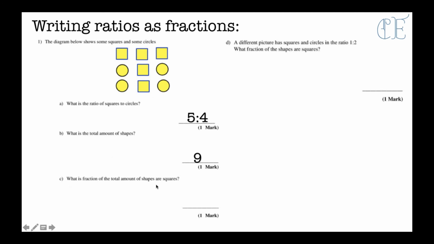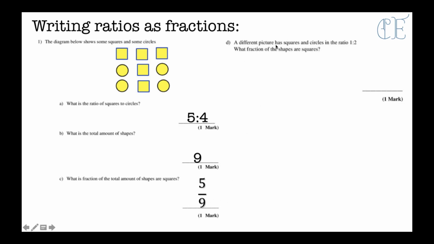Now this is the bit that I want you to be careful of. What is the fraction of the total amount of shapes? What fraction of the total amount of shapes are squares? So of all of these shapes, there's 9 of them altogether, what fraction are squares? Well, we know there's 5 squares and there's 9 shapes altogether, so it's 5 over 9. Now, even though we have this ratio here of 5 to 4, it's 5 squares, 4 circles, so there's 9 altogether, and it says what fraction of all of the shapes, the total amount of shapes, are squares. 5 squares out of 9 shapes, okay?